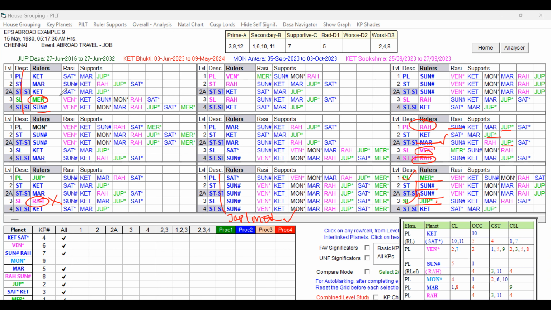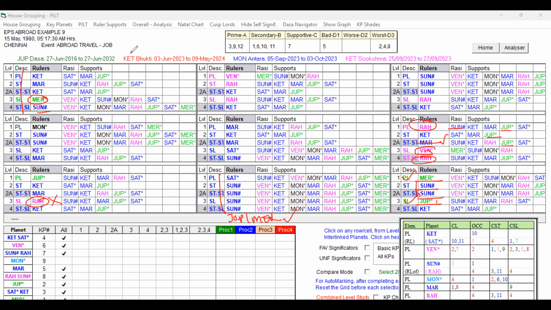Support is present, but it is not very strong. So that way Ketu has some weakness. If you check that EPS table, with the level-wise grouping from the source effect result, you can see that weakness in Ketu also. But if you look at the key planets, all are blue, so we will not be able to differentiate. That is the disadvantage.